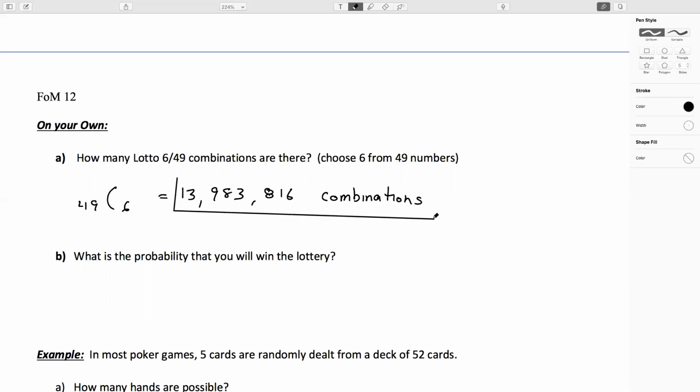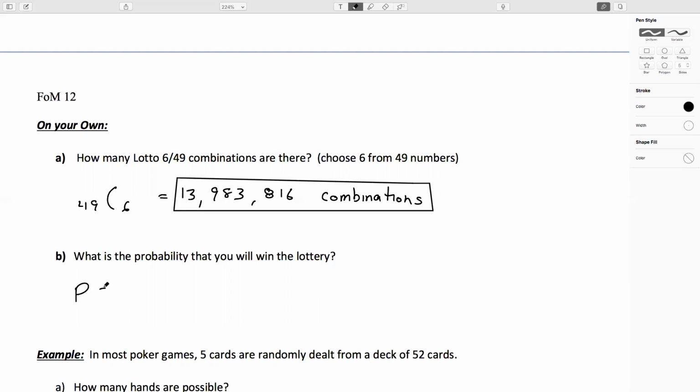So the question everybody always wants to know, what's the probability that you'll win the lottery? Well, there's only one combination that's going to win, and there's 13,983,816 of them. So the probability, P, is going to be 1 divided by 13,983,816, which is an extremely small number.